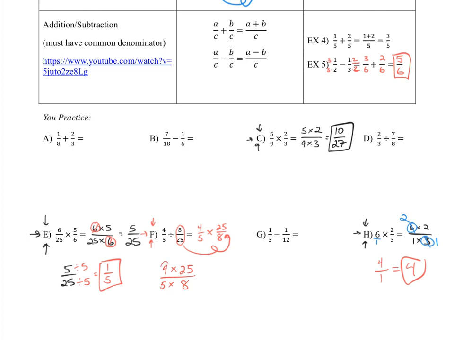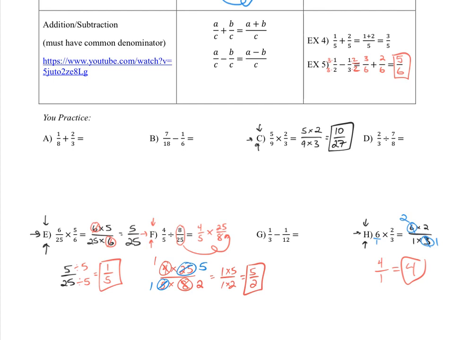So I'm going to look at the 4 and the 8. If I divide each of those by 4, I'll be left with a 1 up here and a 2 down here. But also the 25 and the 5. If I divide both of those by 5, I'll be left with a 5 up here and a 1 down here. So my overall fraction then becomes 1 times 5 over 1 times 2, which is just 5 over 2. Not that bad. For example D, it's done very similarly.